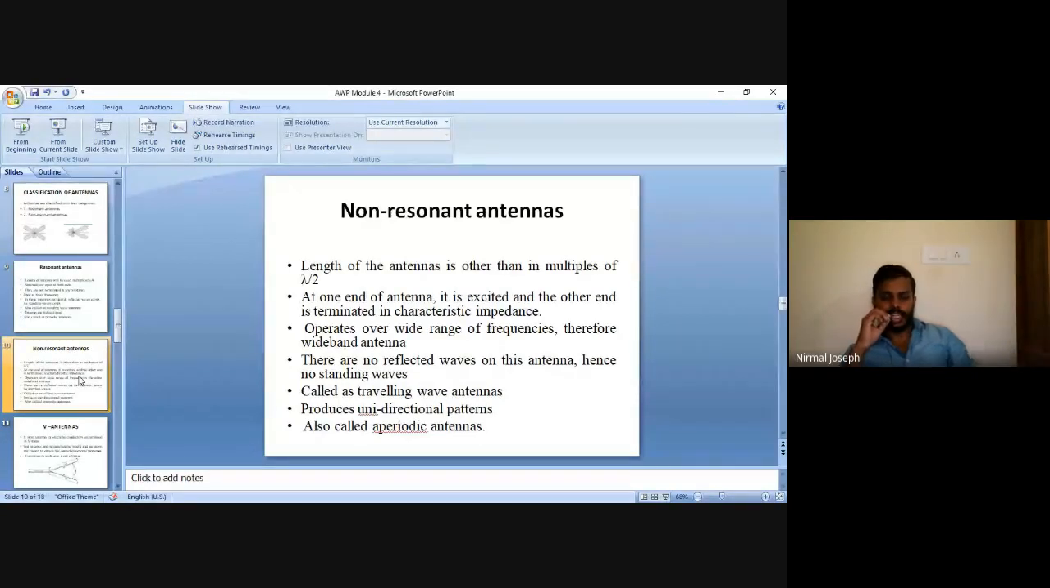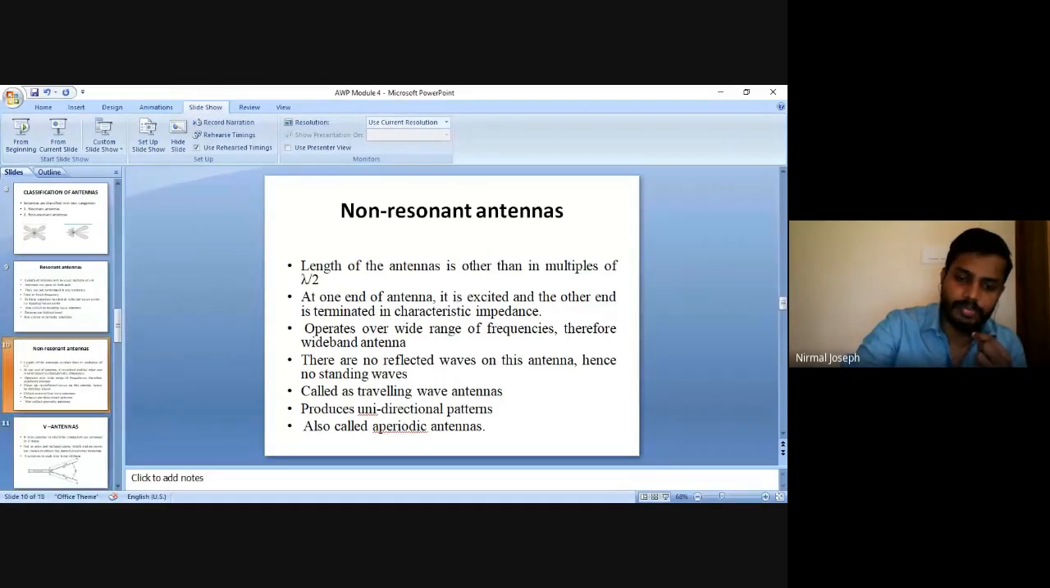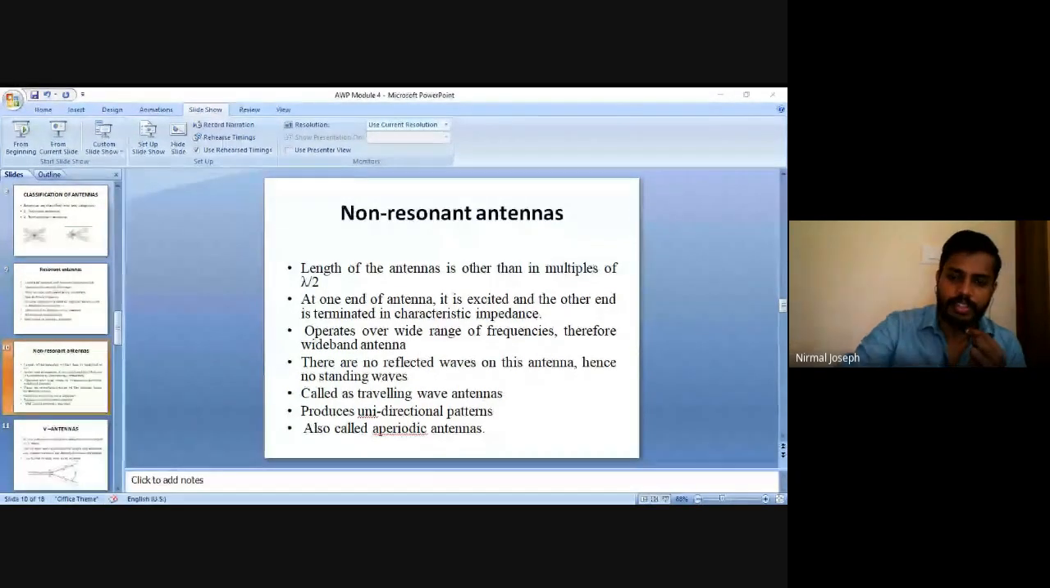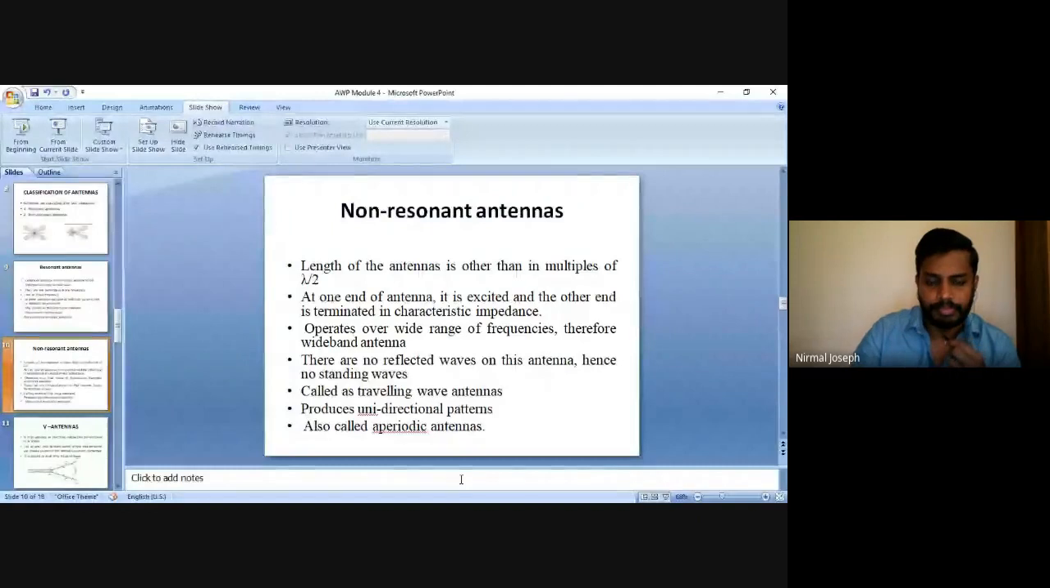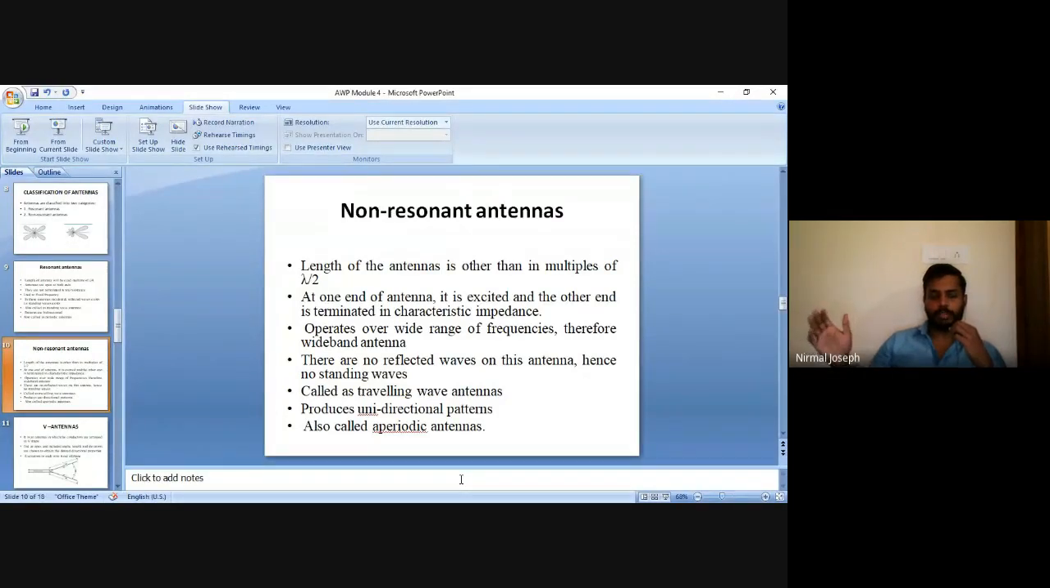What is the specialty of characteristic impedance? Characteristic impedance is the impedance of free space. So these antennas are terminated at characteristic impedance, and they operate over a wide range of frequencies. You can say that these antennas are wideband. Here there are no restrictions that the length of the antenna should be an exact multiple of lambda by 4. So you can use it over a wide range of frequencies. There are no reflected waves on this antenna, hence no standing waves.